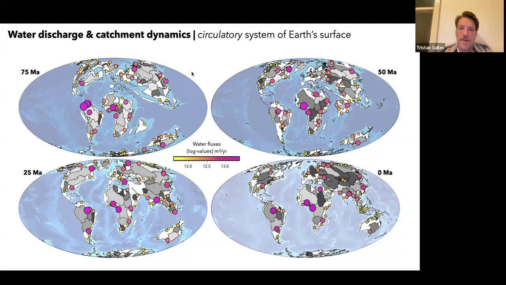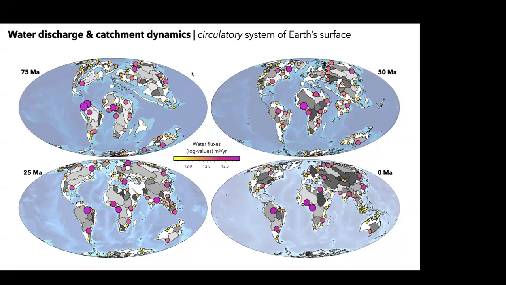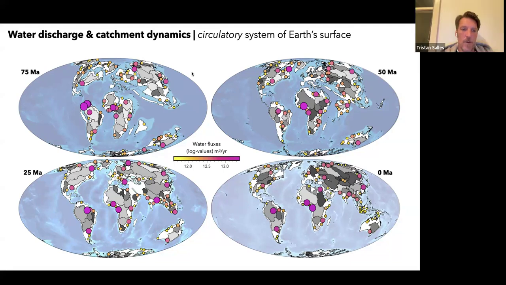By saying that, like the rivers, in this case, they will correspond to the circulatory system of the Earth's surface. So they will basically drain or transport sediments from the source to the sink, which is the ocean or endorheic basins. And what we can do is really try to map how this circulatory system is working.